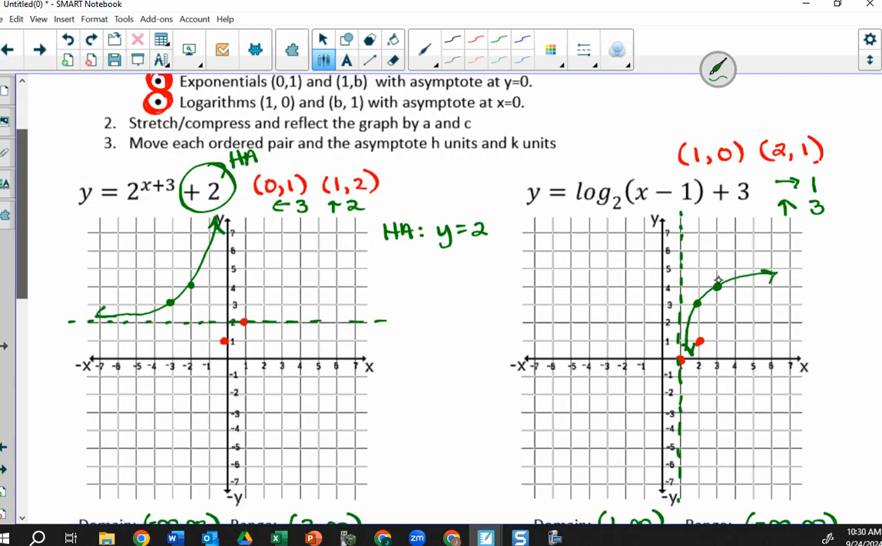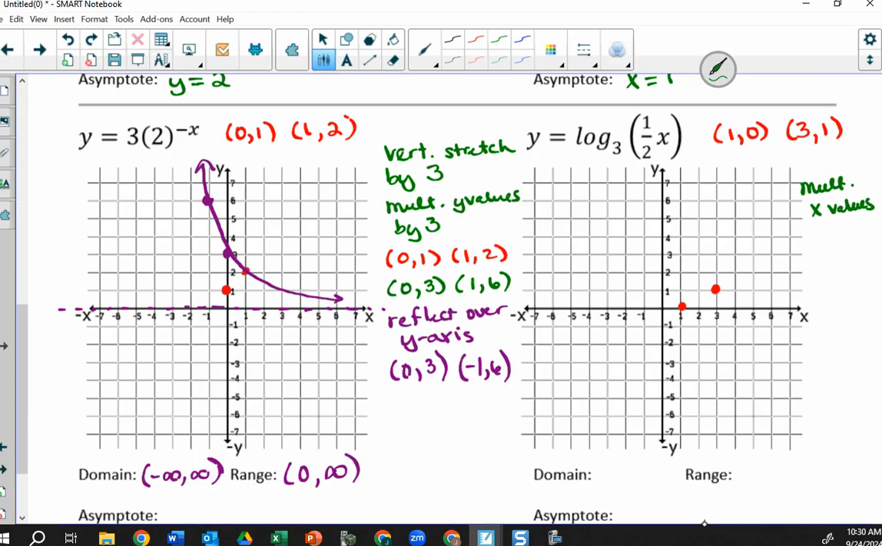All right, so on this one, we are multiplying x values by 2. So I'm going to just label under the ones I wrote. 1, 0, what is that point going to become? 2, 0. 3, 1 will become 6, 1. So 2, 0 and 6, 1. So that's a horizontal stretch. The x values, yes.